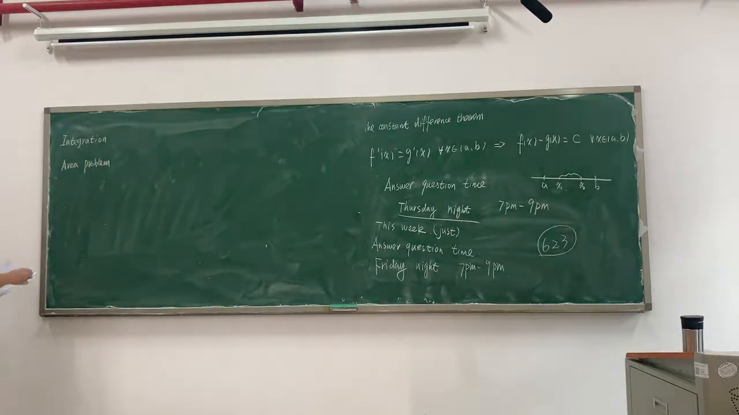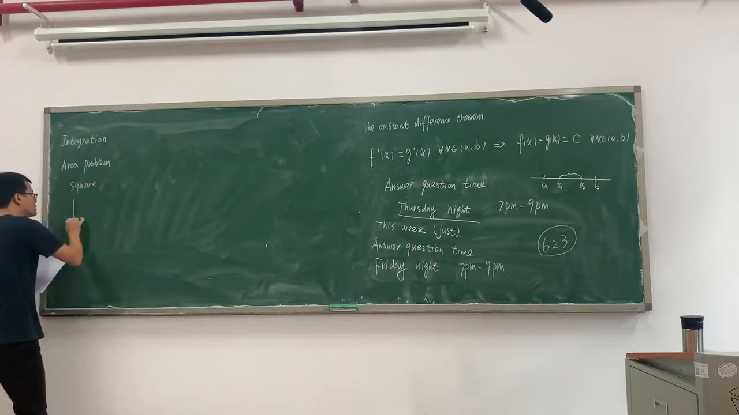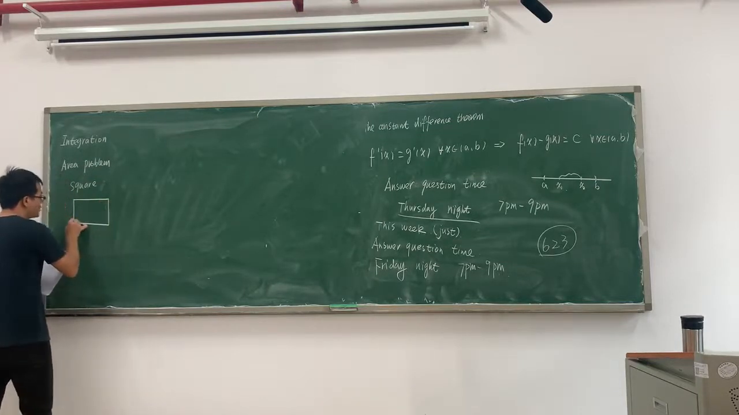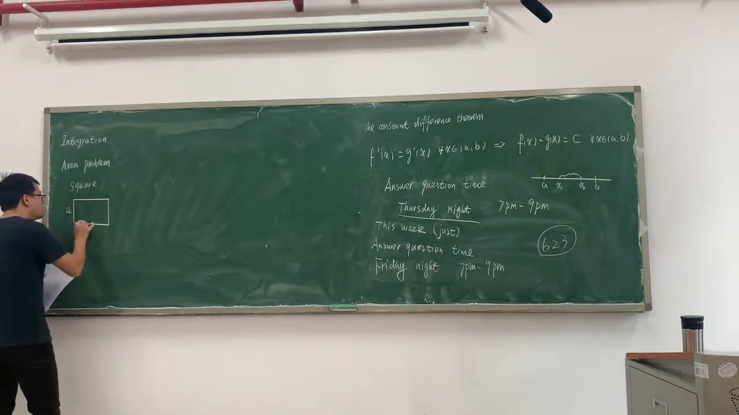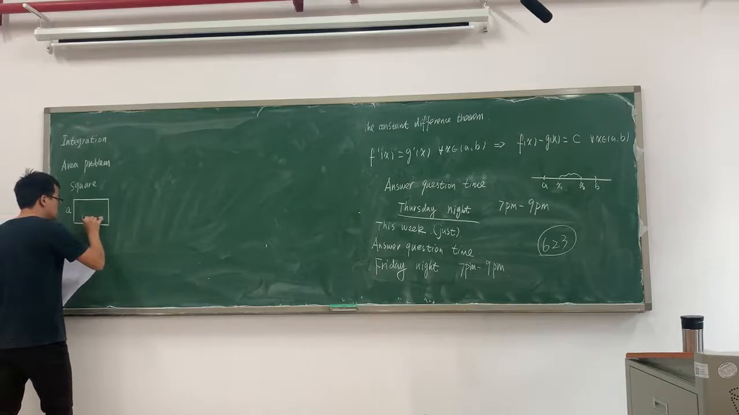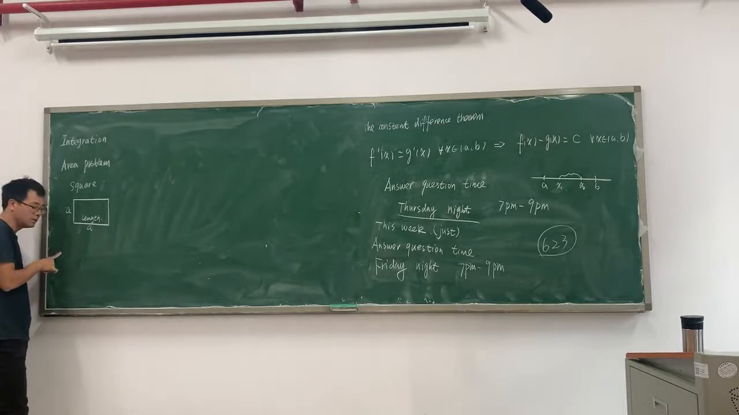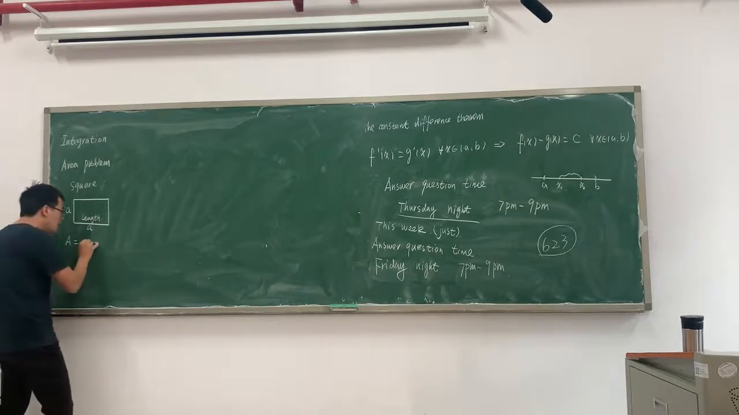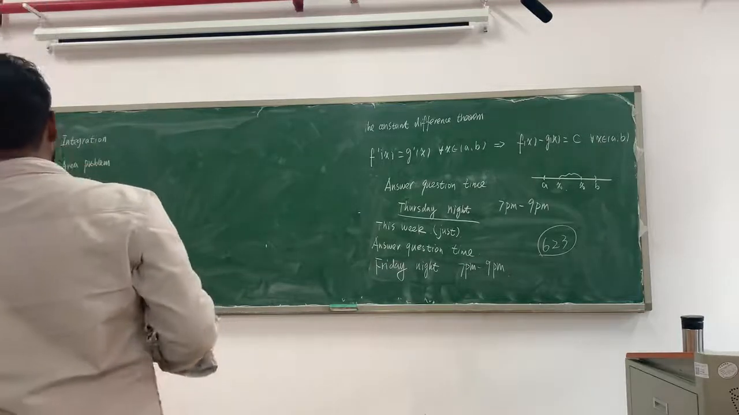For example, for a square. Here is a square. The length is A. So what's the square formula? The area equal to A squared. So this is the formula of the area of a square.